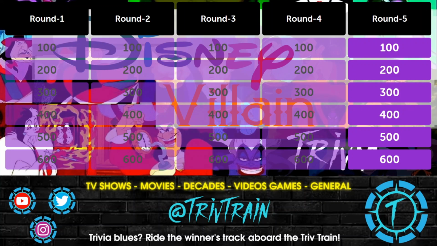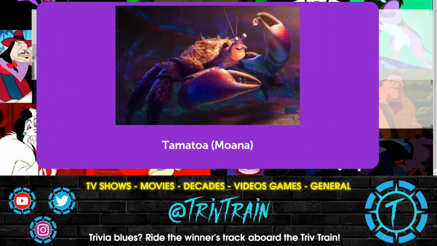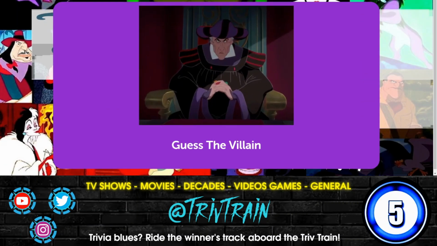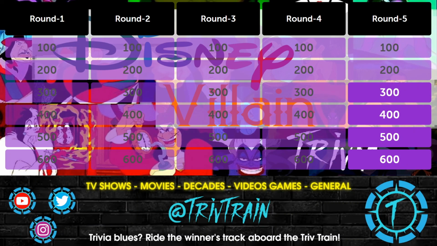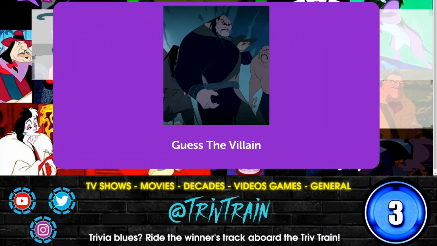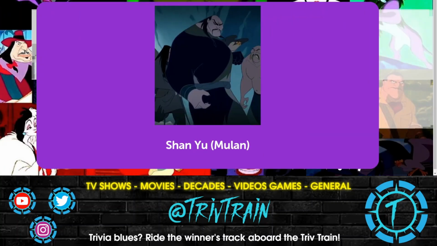Alright, last category, round 5 for 100. Guess the villain. The correct answer? Tamatoa from Moana. Round 5 for 200. Guess the villain. The correct answer is Frollo from The Hunchback of Notre Dame. Round 5 for 300. Guess the villain. The correct answer is Shan Yu from Mulan.